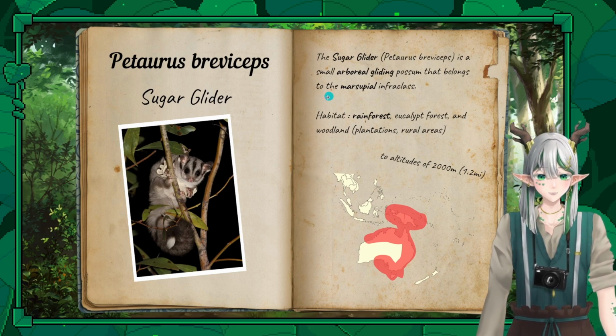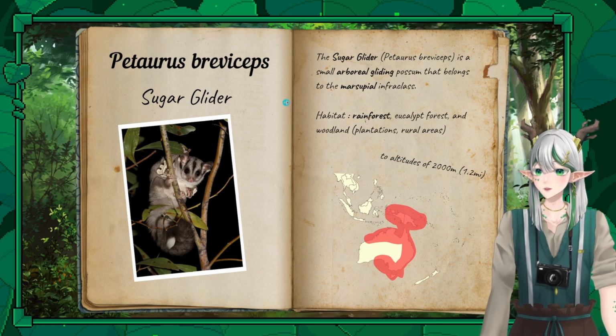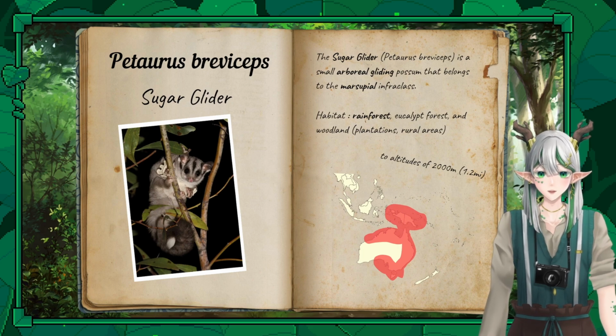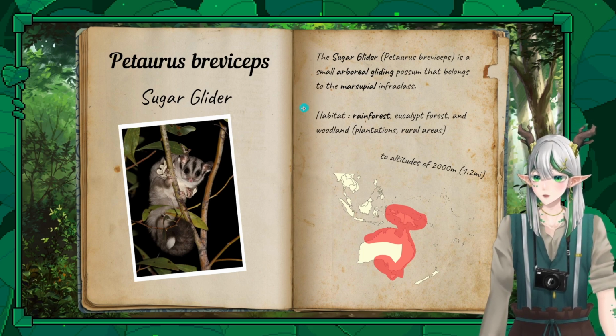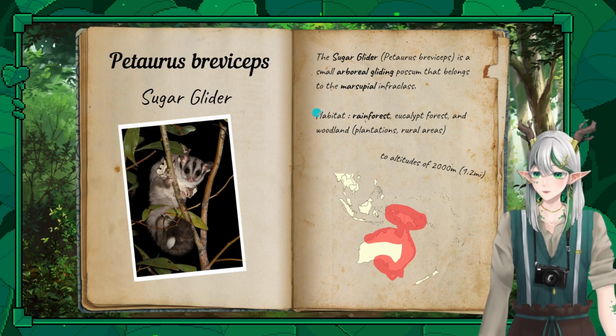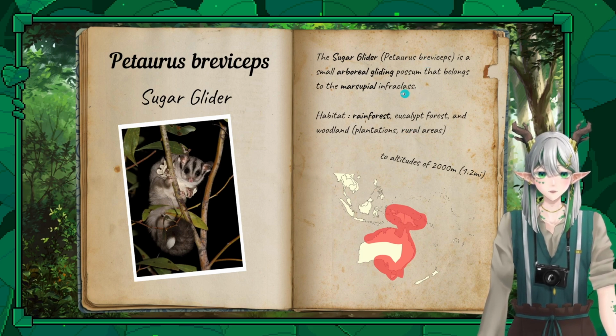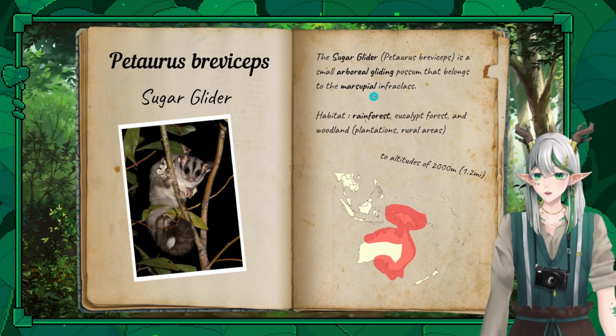Yes. So, the sugar glider is a small arboreal gliding possum that belongs to the marsupial infraclass. Arboreal here means, of course, it mostly lives in the trees. Gliding possum, well, because it glides, it's in the name. And marsupial, as you likely already know, is the same group where you will find stuff like the kangaroos, so mostly animals from Australia.